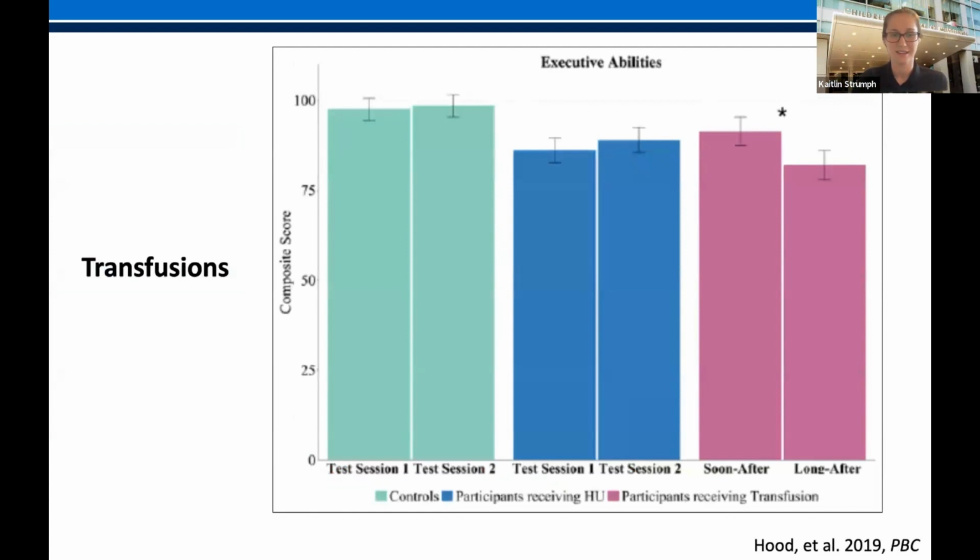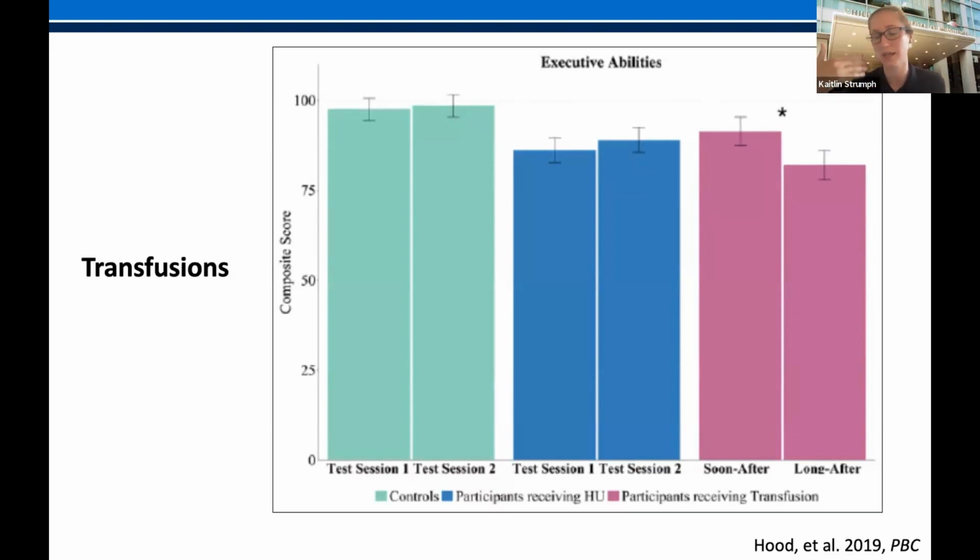This study, I think, is very cool. This was looking at transfusions and whether they improved executive functioning. What they did was they had patients take a neurocognitive test and then a month later take it again. What you can see in the controls, the green, is that patients who took the test and then took it a month later did slightly better the second time, which is to be expected.